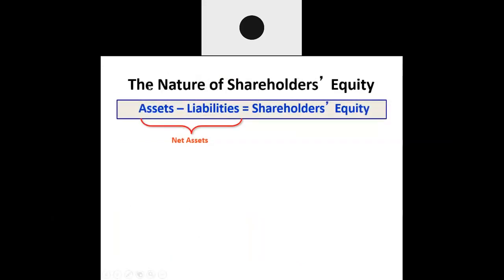Next, the nature of shareholders' equity. Before this, you learned about comprehensive income. Now we look at what shareholders' equity is. The shareholders' equity accounts represent the ownership interest of the shareholders in a corporation. From the statement of financial position, the total shareholders' equity is equal to total assets minus total liabilities, which is equal to net assets. In other words, shareholders' equity is equal to the net assets.